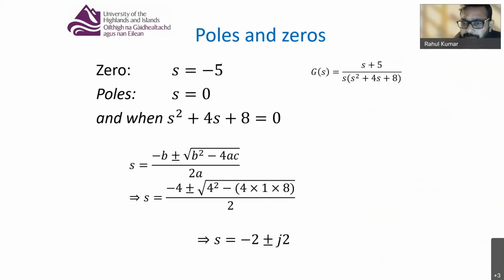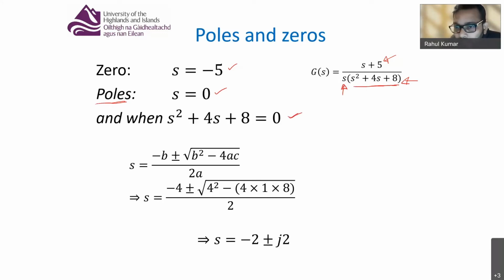Okay, so we have already identified the zero by equating the top line of my transfer function equal to 0. I got s equals to minus 5. Now, from the bottom line, I am trying to find the values of poles. So one of the poles will be at s equals to 0, obviously. For the remaining two poles, I have to equate this s square plus 4s plus 8 equal to 0.